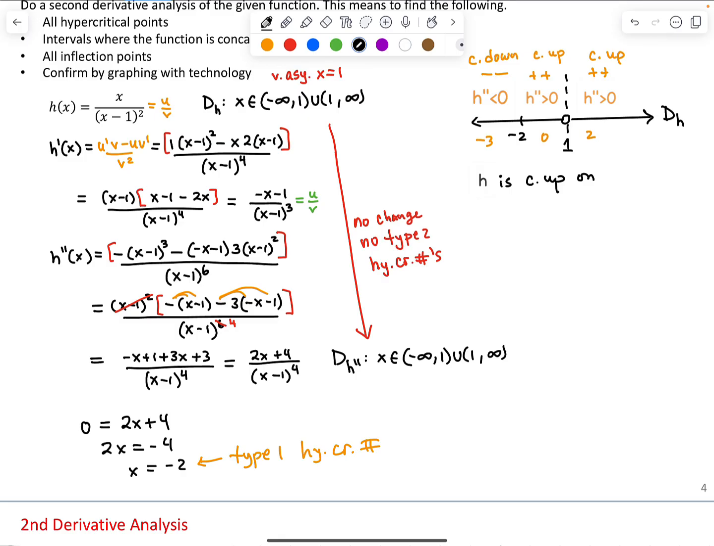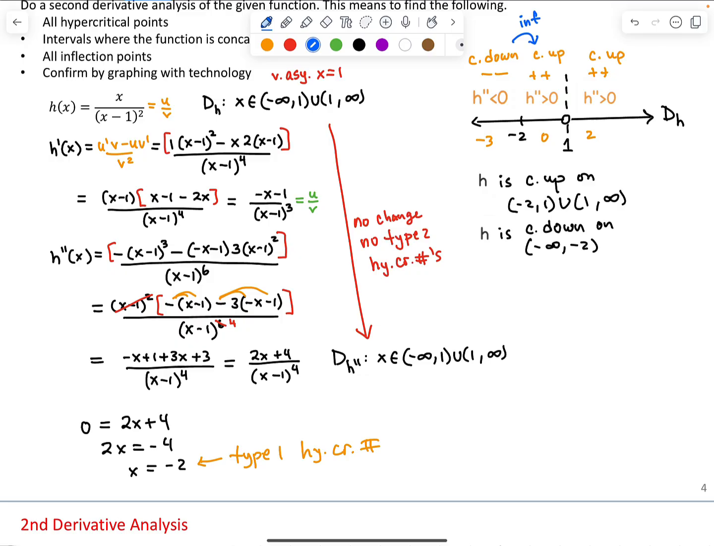H is concave up on the interval from -2 to 1, union, and then from 1 to infinity. H is concave down on the interval from -infinity up to -2. There's only one hypercritical number, and the concavity does change sign, so we will have an inflection point.